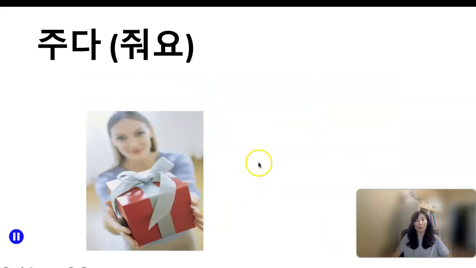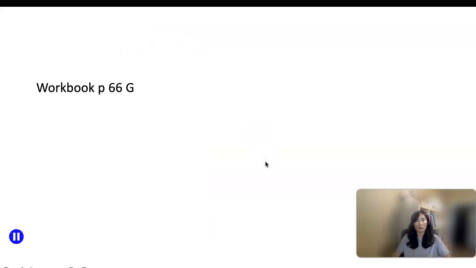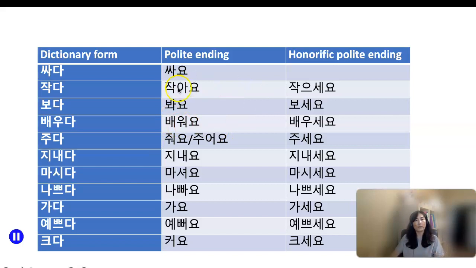줘요 or 주어요. When you have a consonant before, either way is fine. 줘요 or 주어요. I want you to work on the conjugation table on workbook page 66, section G. I want you to go over all of them. 작아요, 봐요, 배워요, 져요, 주어요, 지내요, 마셔요, 나빠요, 가요, 예뻐요, 커요.